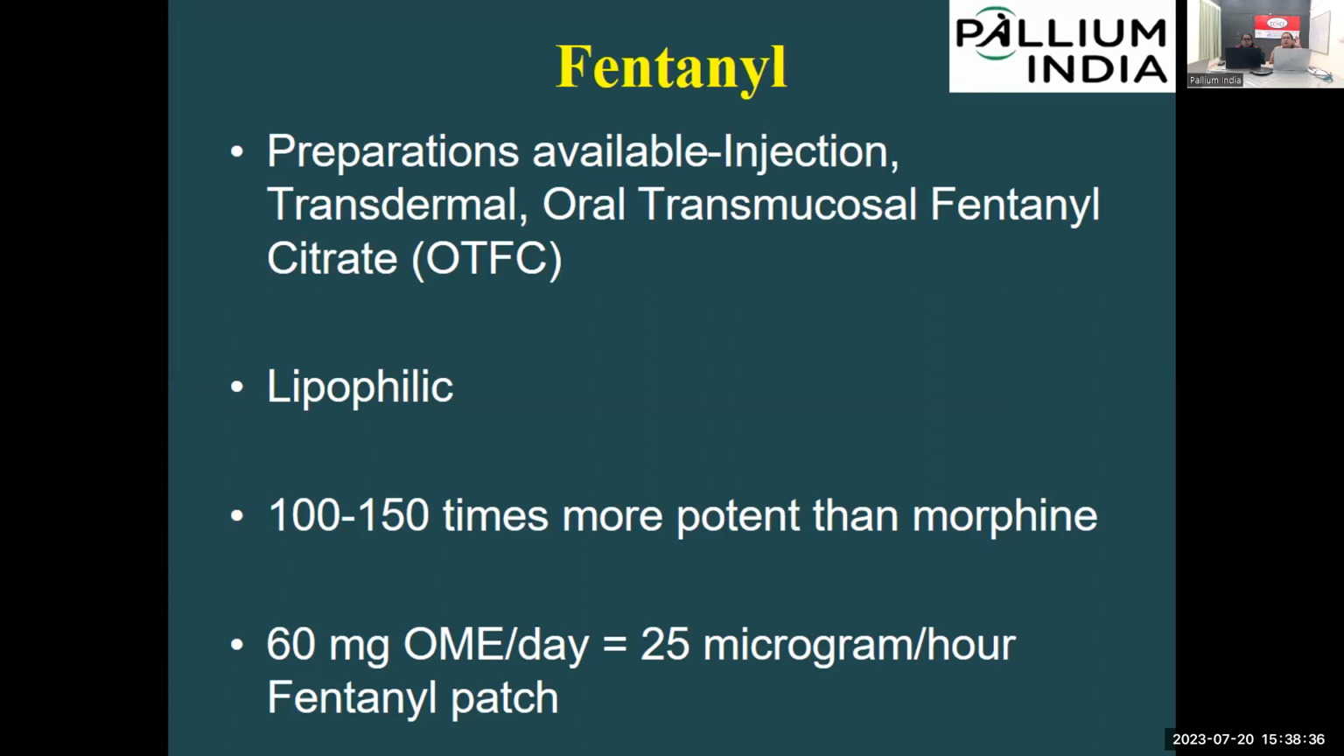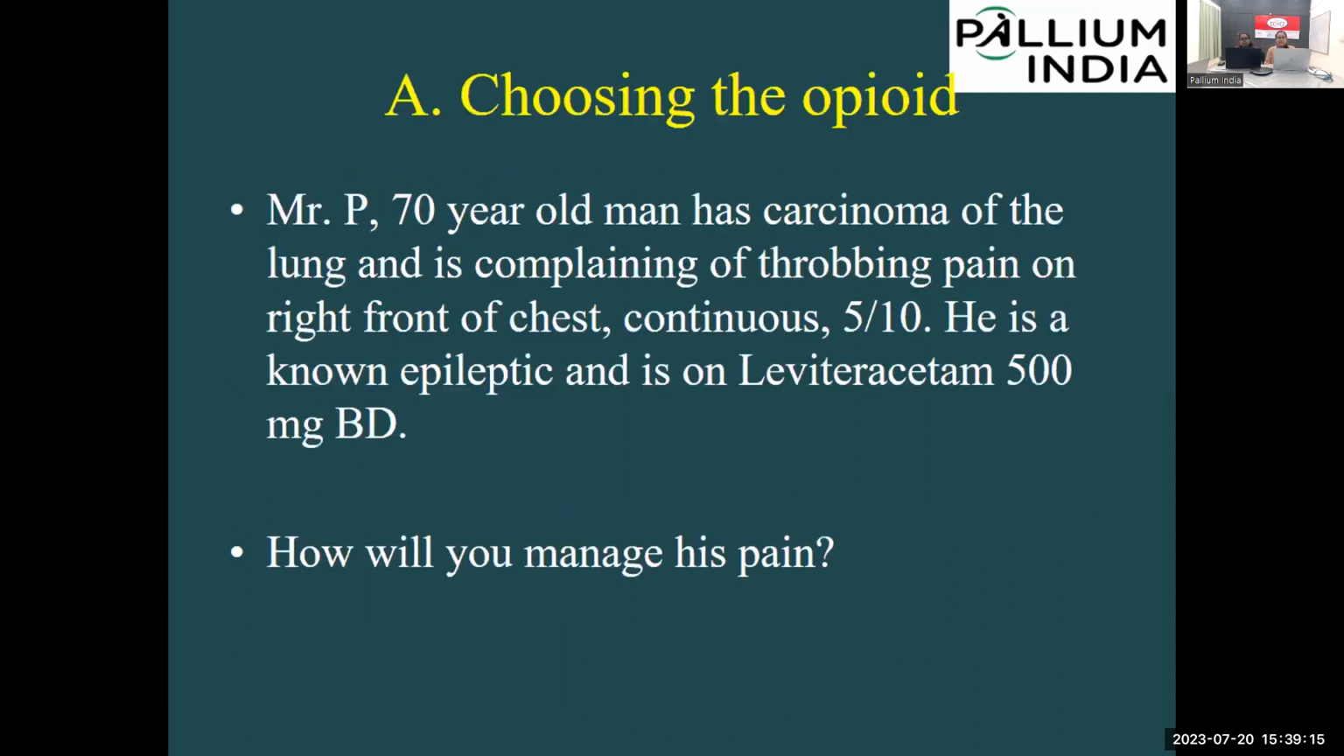And this patch can last for, as I already mentioned, 72 hours. That is 3 days. And this 25 microgram fentanyl patch is equivalent to 60 milligram of oral morphine in 24 hours, that is 10 milligram four hourly. A patient on 10 milligram four hourly with stable pain, if the patient is having controlled pain, you can convert him to a 25 microgram fentanyl patch. But the issue is that these fentanyl patches are a bit expensive.